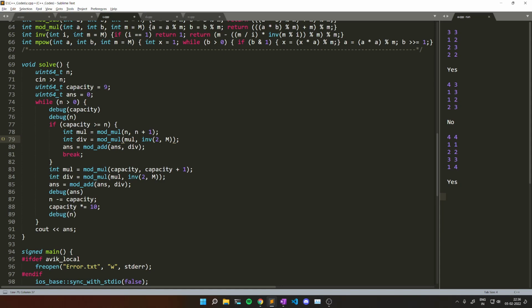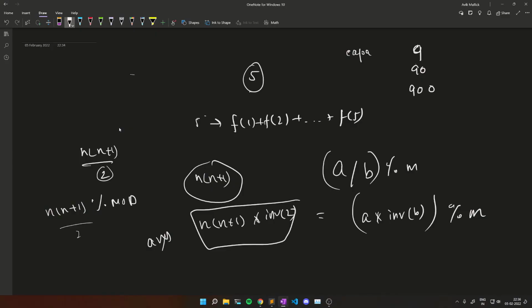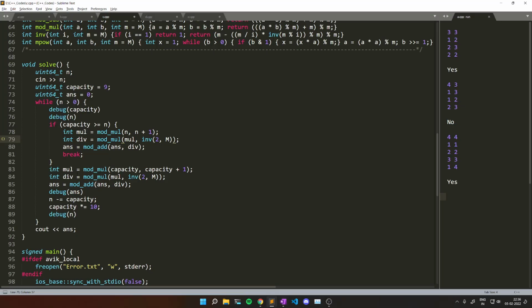And if my capacity is less than or equal to n, which means, for example, my number is very large, like 4567 and currently my capacity is 9, so obviously I will take all the 9 numbers, because after that I will get f10 up to f99 and so on. So in that case I take the multiplication of capacity into capacity plus 1, then again I do the same, inverse of 2, which is modular division, then I add that to my answer.